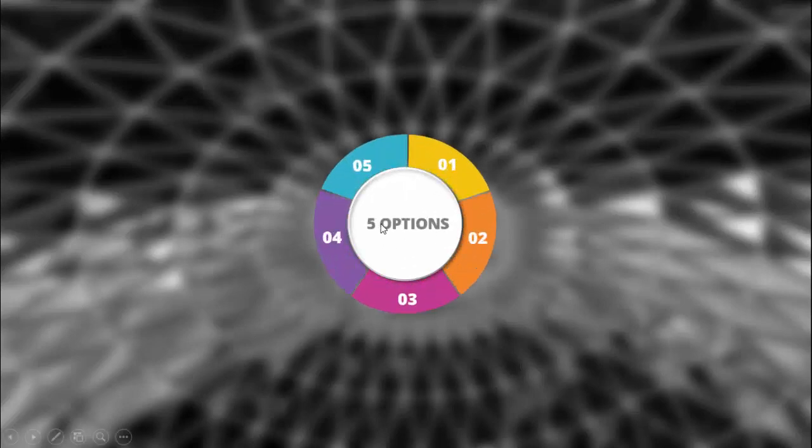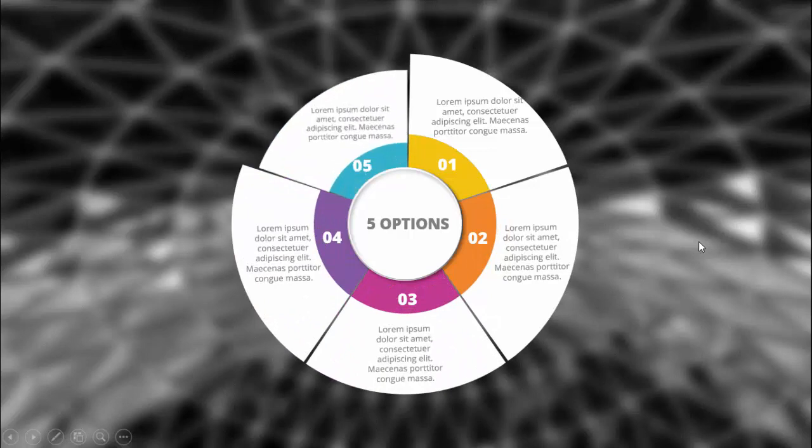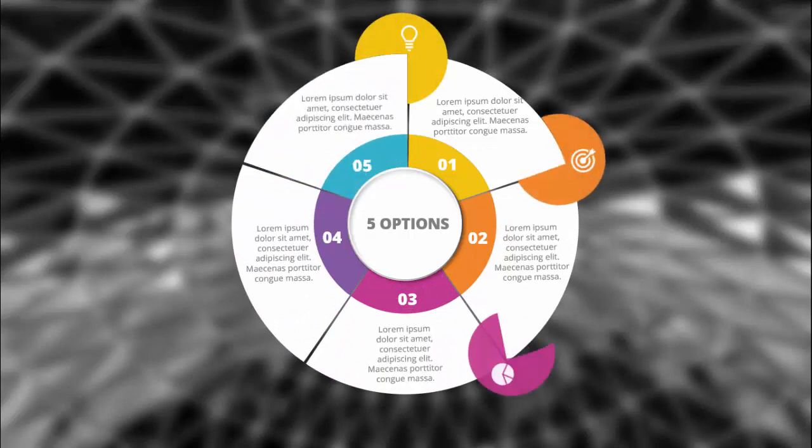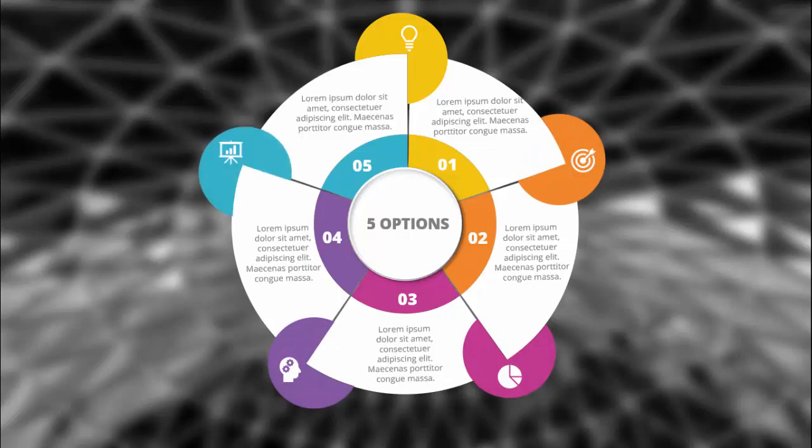In today's tutorial, I'm going to show you how to create a 5 circular options infographic slide in PowerPoint, and this is how the slide works. When I click, it will show you the 5 options and the title, and for each option I've provided a different color. When I click, it will give you the detail of each option, and on my next click it will give the icon for each option.